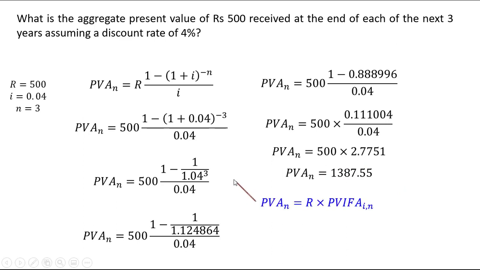Again, you can use the table. And if you intersect the 4% with 3 years, you're going to get 2.77 multiplied with 500 to get the same number.